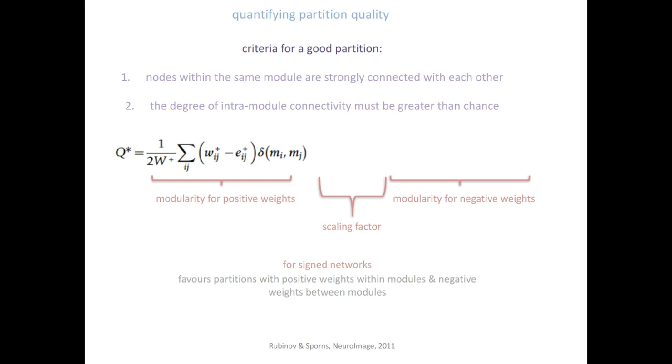So negative weights is a mean directionality? Sorry? The negative weights, does it mean directionality? No, this is for undirected networks. If you think about a correlation network, a correlation could either be positive or negative. So the sign here is saying, we're looking at all the negative correlation values, and this is looking at all the positive correlation values.